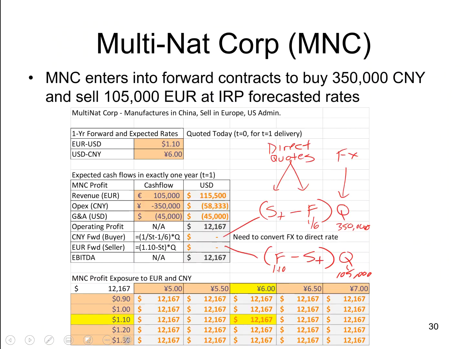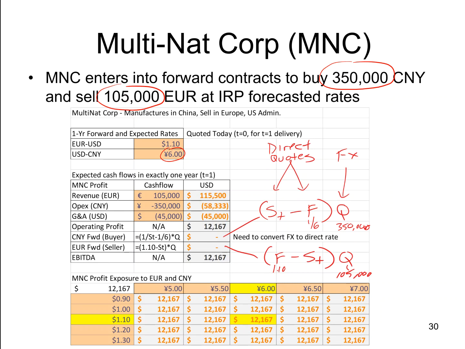So let's talk about designing a hedging strategy using a forward contract. Actually, 2 forward contracts. So what Multinat Corporation could do is, since they're expecting to buy 350,000 CNY in 1 year, they'll just enter into a contract to buy 350,000 yuan at that 6 yuan per dollar. Assume they can negotiate that. So that would be a forward price and the expected spot. And they enter into a forward contract to sell 105,000 euros next year at 1.10.